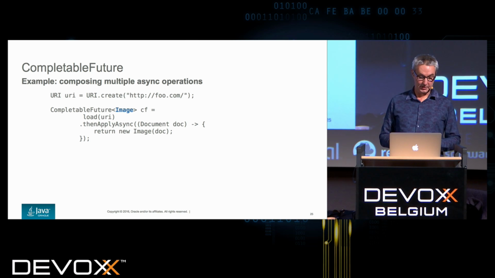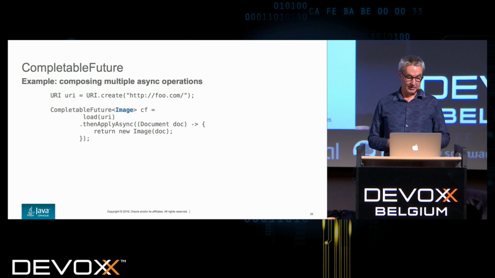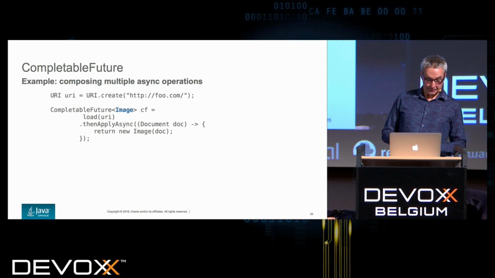So you have the first stage, which is the load. And the second stage takes the output of the first stage, which was a document, and in this simple example it creates an image object, which is assumed to be something that takes a significant amount of time and is arranged to execute asynchronously. But you can see that the return type is no longer a completable future of document, it's now a completable future of image. That's just a consequence of the way these types are set up.